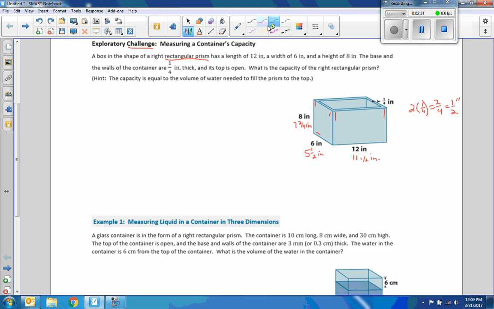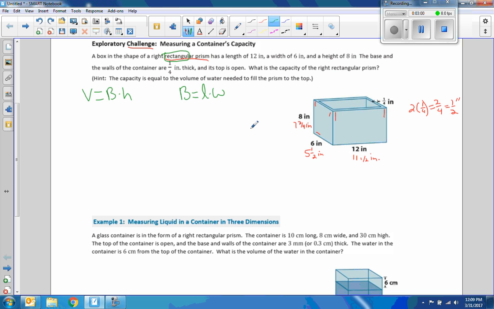Okay, so the next step is we want to find volume. The first thing I always tell students is write the formula. Volume equals your base area times the height. And then off to the side, base area is represented by what the shape of this figure is. And it's a rectangle. It tells you in the word. The area of a rectangle is length times width.